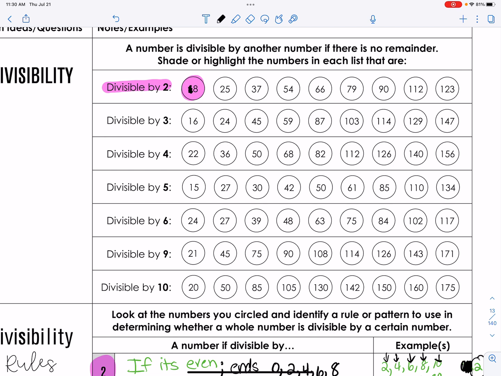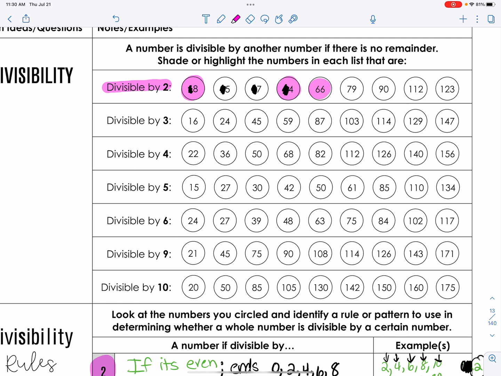Then I'm just going to look at the last number. Is it 0, 2, 4, 6, or 8? Nope. So I'm not going to fill it in. Is 7? We don't care about any other number but the last. Nope. Or yes, that is one. Right? So do the other ones in that row, please.